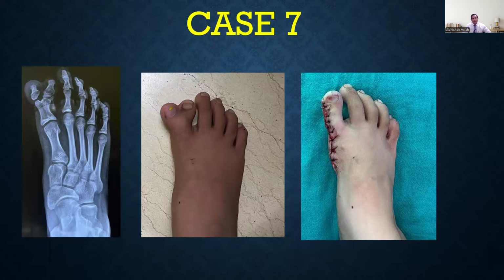So this is an interesting case of polydactyly. You can see such patients a lot, and this is a congenital problem. Some families have it genetically. So you can see that there are two thumbs. This patient came to us because he was not able to wear normal footwear, and he was getting constant pain and ulcers around the toe. So we removed the medial-most thumb and made it one thumb, and now the patient is doing well.